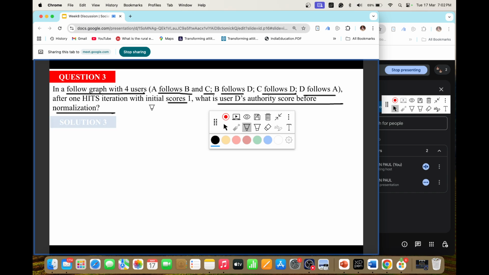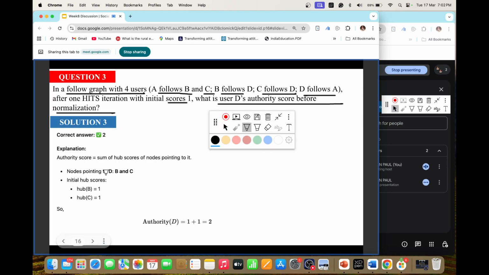Okay, so let's see how to proceed with that. Nodes pointing to D are B as well as C, so we have to go with the ingoing links. B follows D and C follows D. Initially B has hub score 1 and C has hub score 1. So the authority score of D will be 1 plus 1, that will be 2. So 2 is the right answer over here.